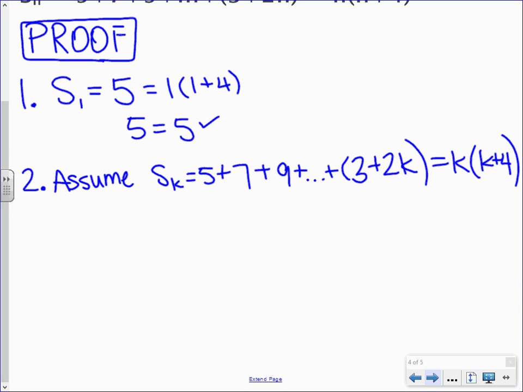All right, so if the sum of the k terms equals this, then we need to look at the sum of the k plus 1 terms. And I think that stopping right here would be best, so that when we come back from lunch, we can write out what this means. Okay? So I will see you in a half hour.